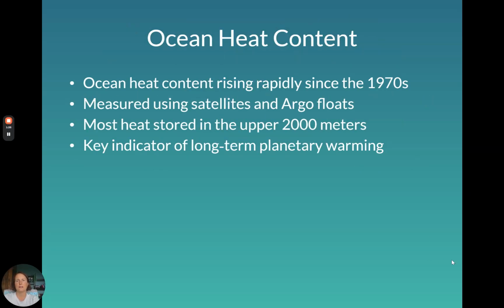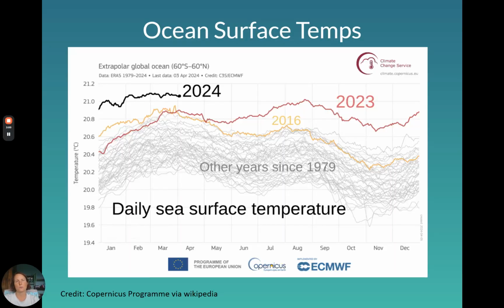So the heat content is rising rapidly since the 1970s, measured using different satellites and floats in the ocean. Most of that heat is stored in the upper 2,000 meters of the ocean. And we'll look at the data, and the key indicator is a key indicator of long-term planetary warming.